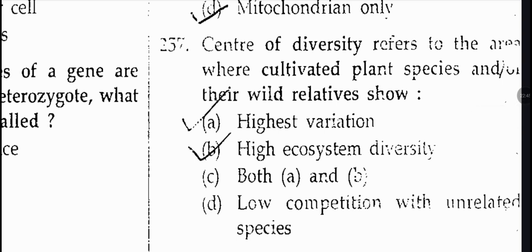Question number 257. Yes, this is the last one. The center of diversity refers to an area where the cultivated plant species and their wild relatives show, that is option C, both A and B, highest variation and highest endemism.